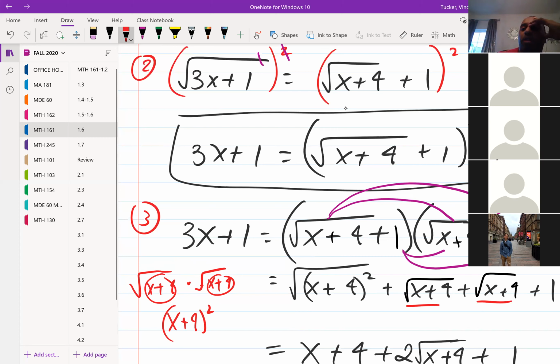So somebody else said something in the chat. What are you doing with the left? We're not doing anything with the left right now. I'm just simplifying what's on the right. We're going to come back to what's on the left.